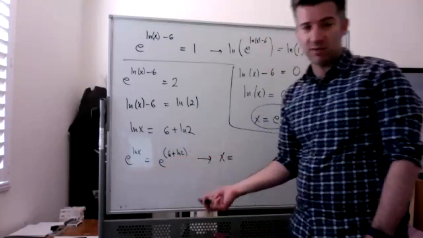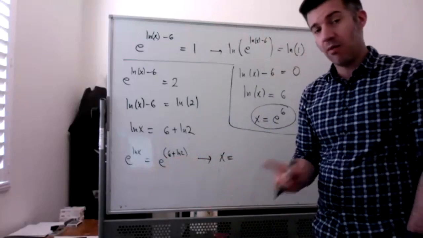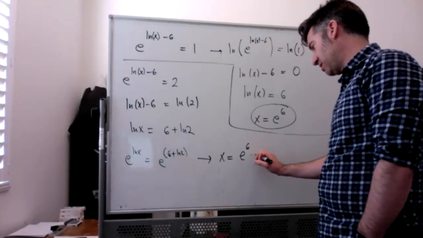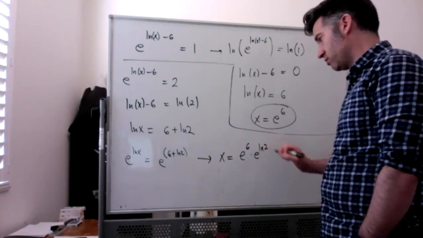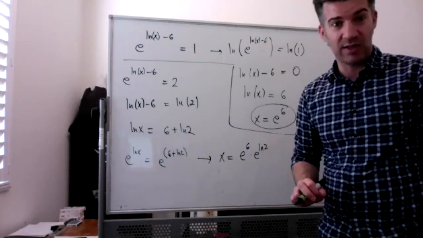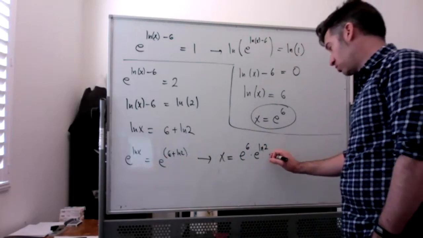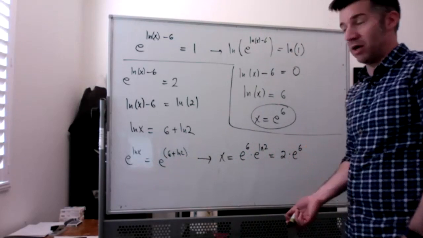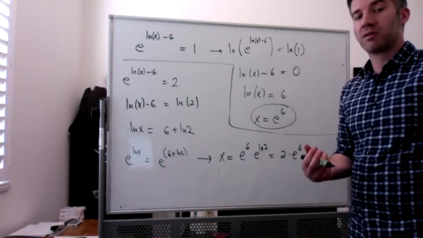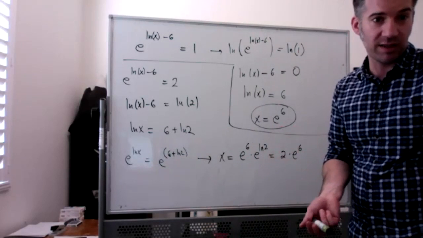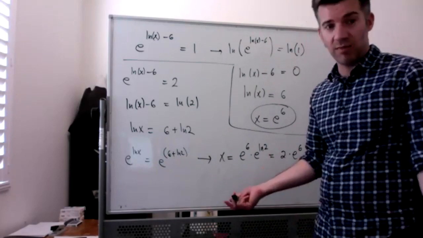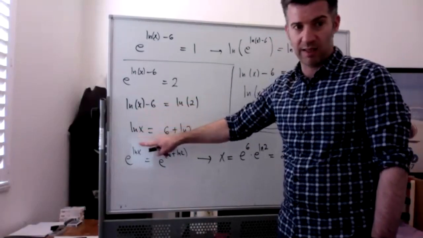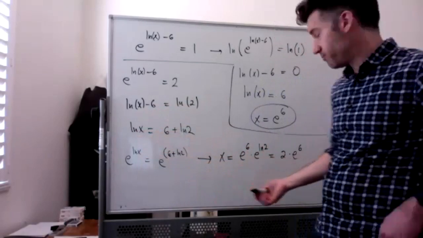Now, e to the 6 plus natural log of 2, you could leave it as is, but you could also write it as e to the 6 times e to the natural log of 2. And then e to the natural log of 2 is just 2. So you could write this as 2 times e to the 6th. That would be a correct way of writing it, and it's probably considered the most simplified way of writing this answer. But the process is still the same, right? We're still taking the natural log of both sides, isolating the x, and exponentiating both sides to figure out what it is.